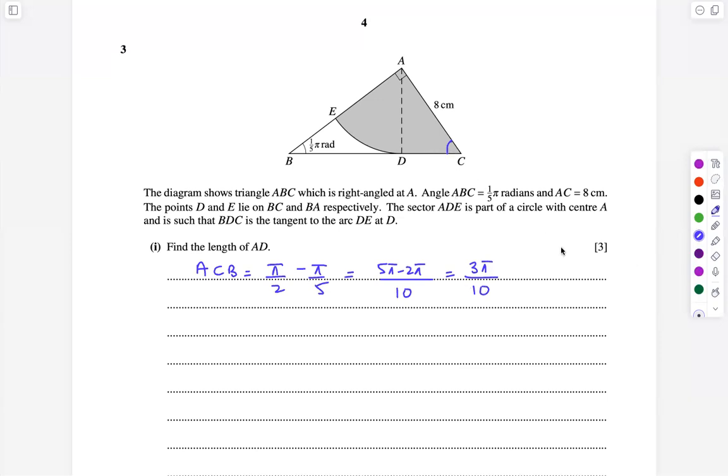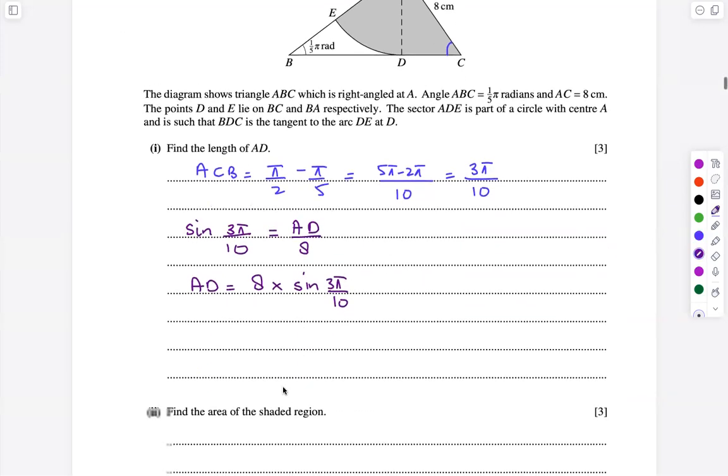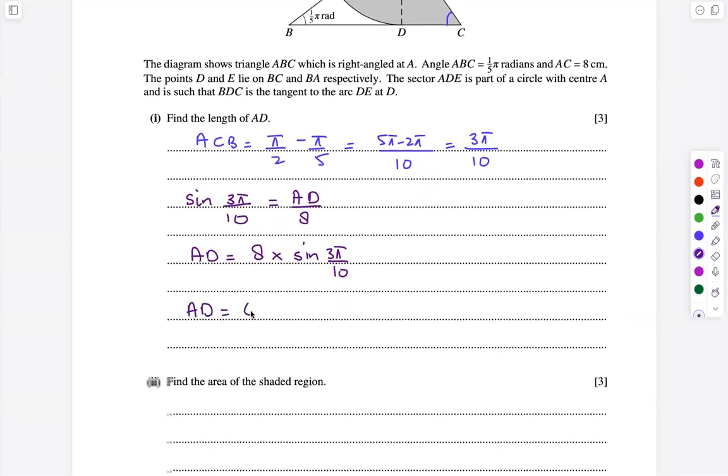Once we have this angle as 3π/10, the angle ACD or ACB, we can use opposite over hypotenuse, which is sine. So sine of 3π/10 will be equal to AD divided by the hypotenuse, which is 8. So AD will be equal to 8 multiplied by sine of 3π/10. We'll make sure to keep our calculators in radian mode. So sine of 3π/10 multiplied by 8 will become 6.472. So the length of AD is 6.4721 centimeters. As we have to give our answer to 3 significant figures, the final answer will be 6.47 centimeters.